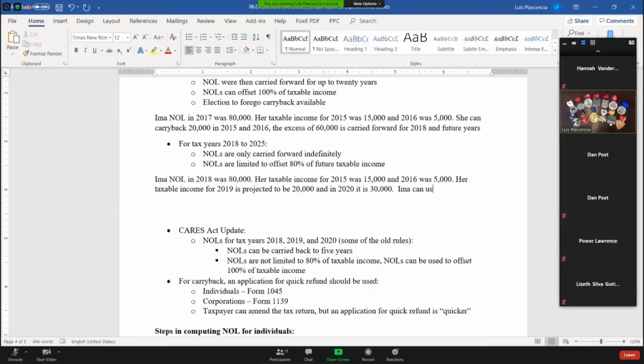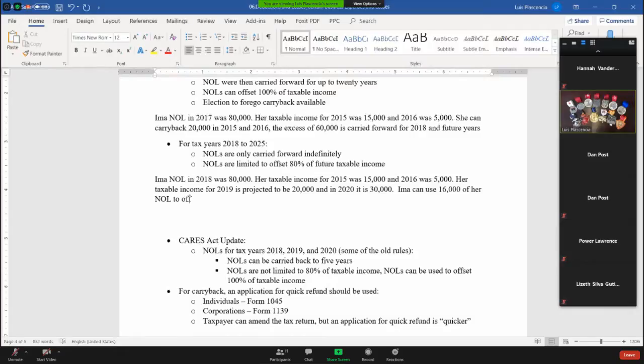Ima can use, so what's 80% of 20,000? 16,000, right? 16,000 of her NOL to offset 2019. And so what's 80% of 30,000? 24,000, right? 24,000 to offset 2020, right? The excess, so in this case, we only use 16 plus 24, which is 40,000. So the excess, what's left over, 40,000, is carried forward.